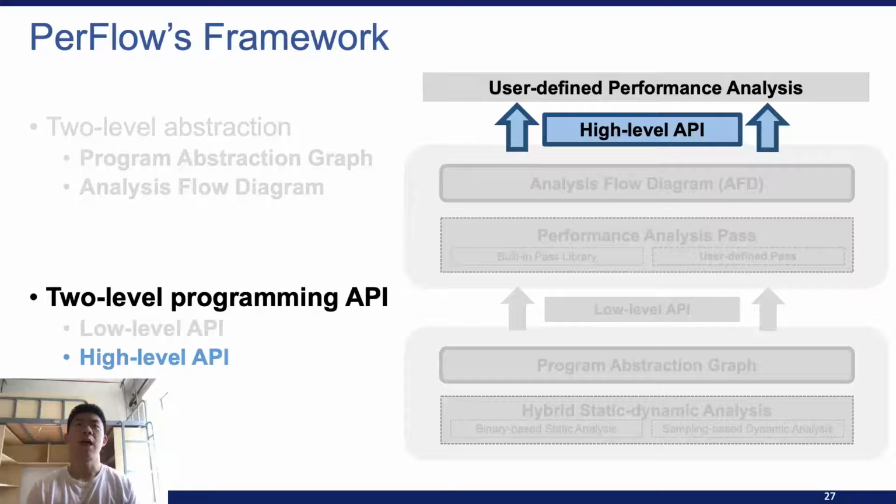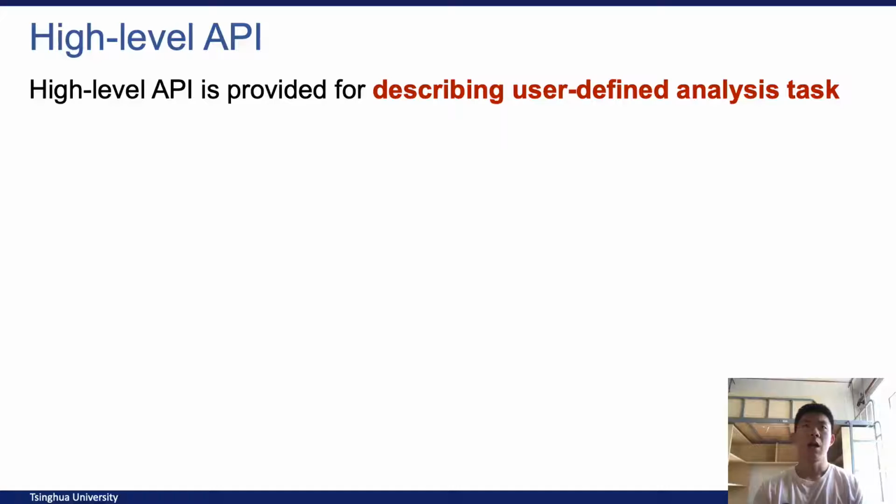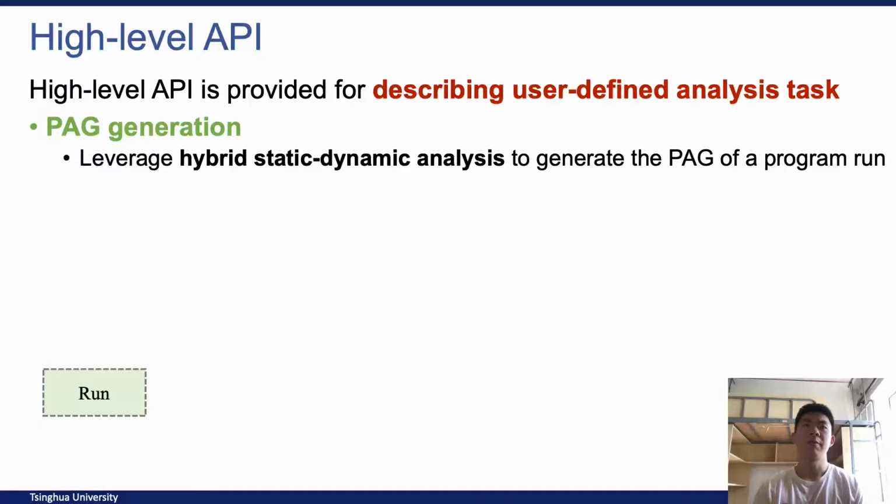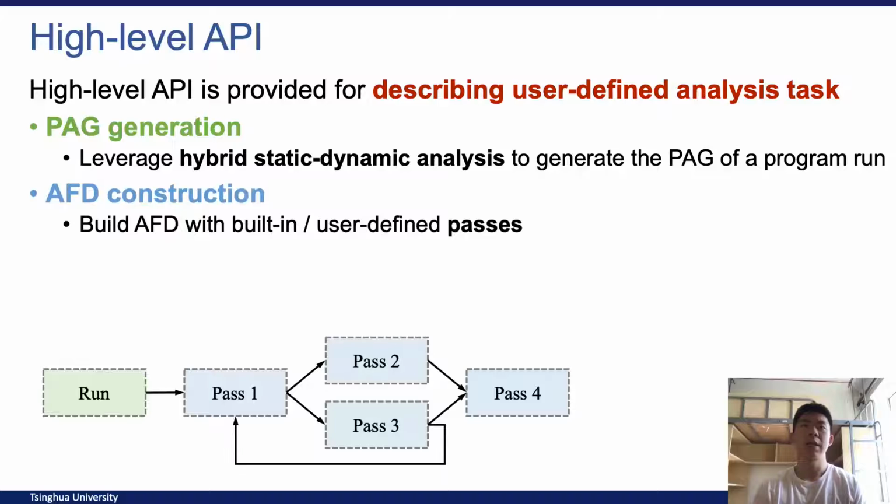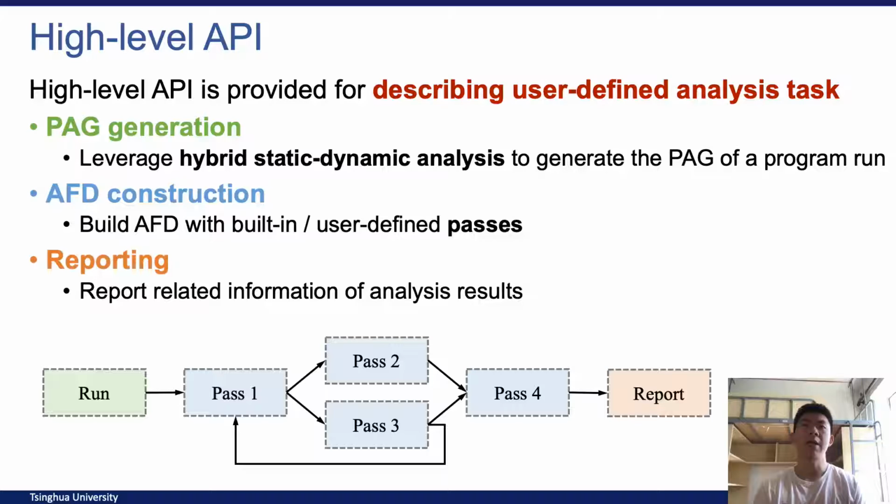Then we introduce the high-level API. High-level API is designed for describing user-defined analysis tasks. There are three kinds of high-level API. First, PAG generation. PerFlow provides API to perform hybrid static dynamic analysis and generate PAG. Second, AFD construction. PerFlow provides APIs to construct AFD with built-in or user-defined passes. Third, reporting API is provided to show the analysis results as human-readable text or visualized graph.